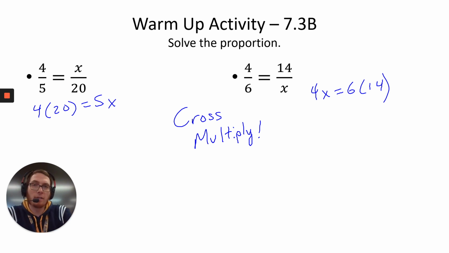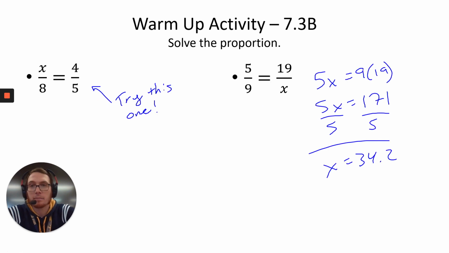I wasn't going to go over every single one of those questions, but just getting the setup I thought would be most helpful to you. So for the second one, 4 times x is 4x, and then 6 times 14. And then to find x, you would divide by 4 on both sides. If you don't mind, why don't you make sure you try out this first one.